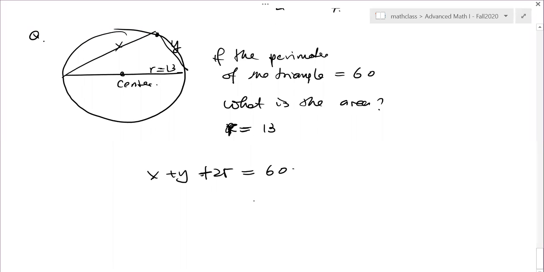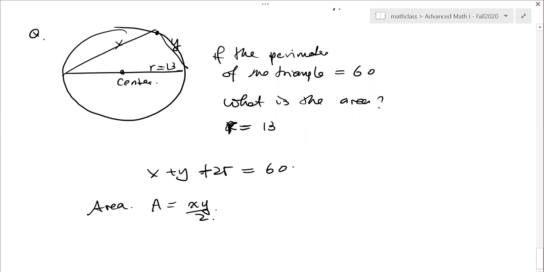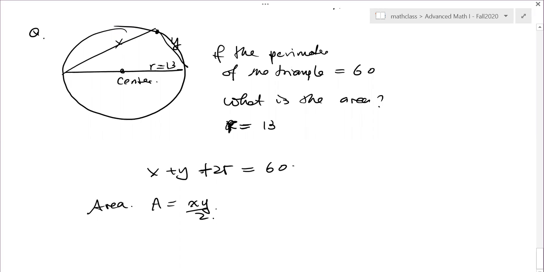And we also know this is a right triangle, okay? So the area of the triangle is going to be X times Y divided by 2. Any other information we need? I think this is a right triangle, so x squared plus y squared equals (2r) squared. Okay. But based on this information, can you determine x times y?